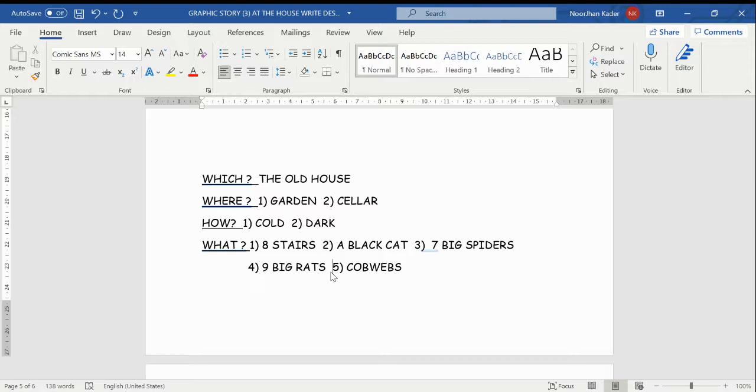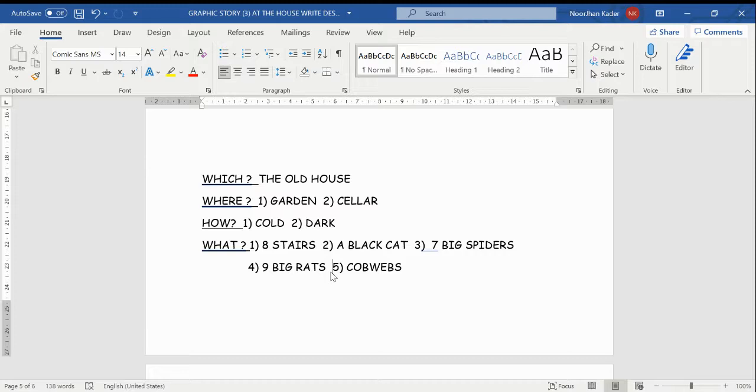Okay, cobwebs are being spun by spiders. In old houses, there will be a lot of cobwebs, and normally cobwebs are actually spun by spiders because that's where they move around, and that is where spiders use cobwebs as a protection and also to catch insects to eat.